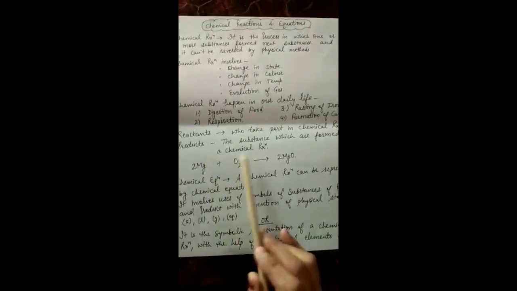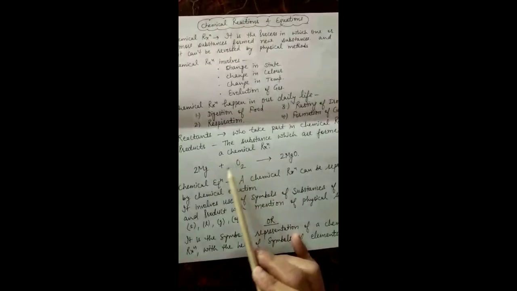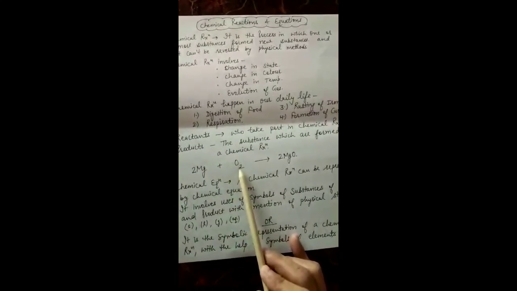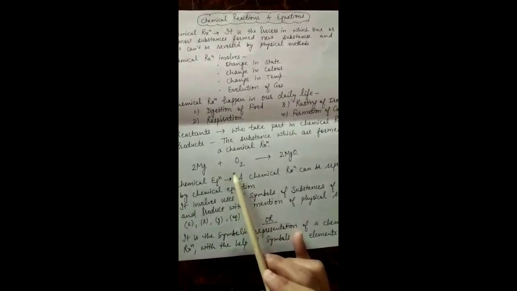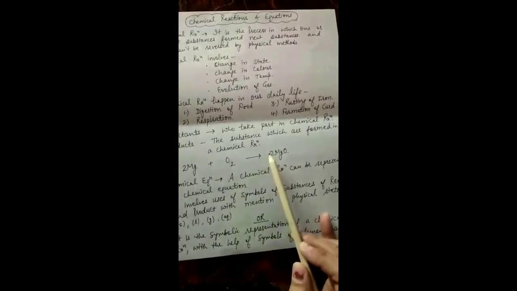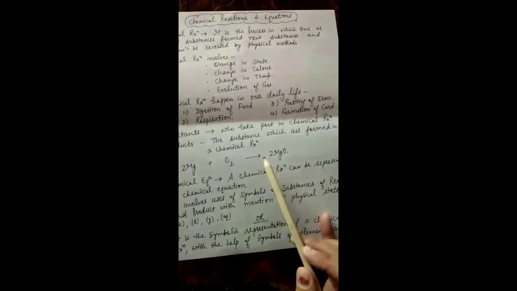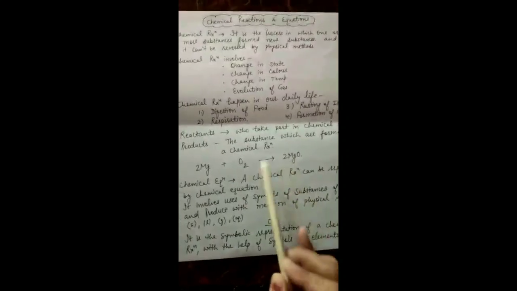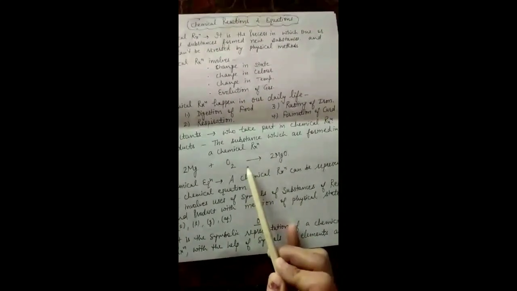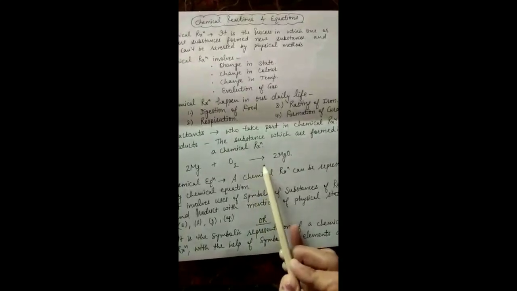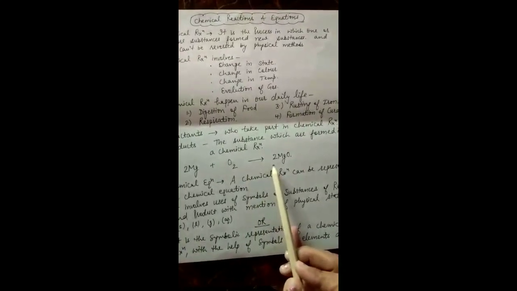The reactants are written on the left hand side with a plus sign between them. Similarly, products are written on the right side with a plus sign between them. And an arrow sign points towards the products and shows the direction of the reaction.